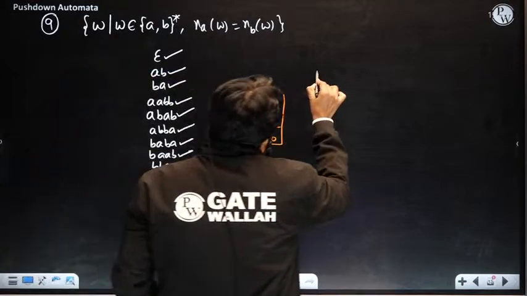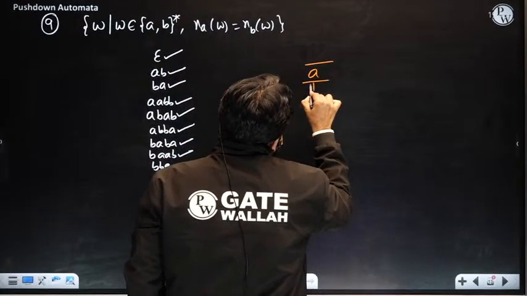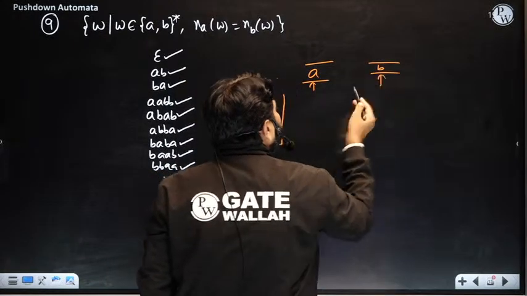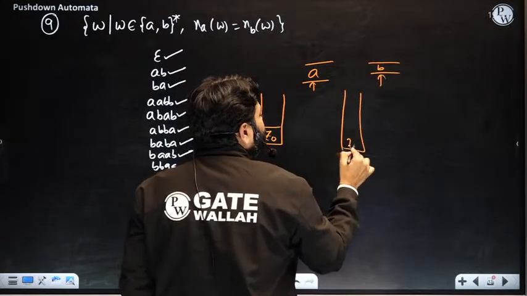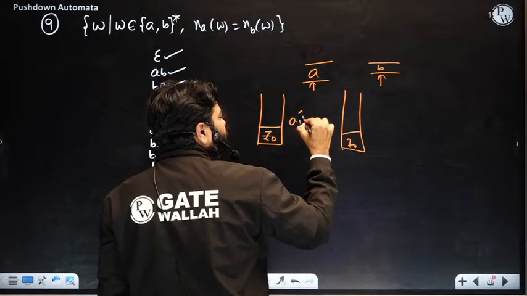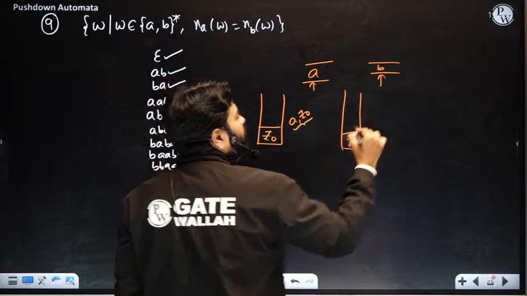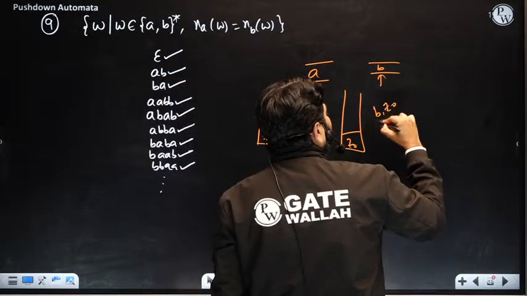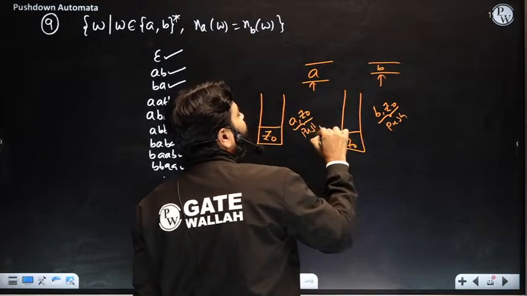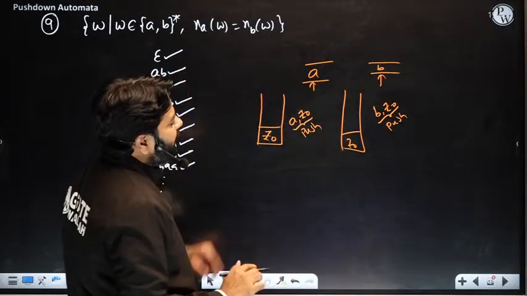So if A comes, push. Even if B comes, push. In both the choices you have to push. When the A comma Z0 combination is coming, you have to push. B comma Z0 combination, you have to push. Why do you have to push? Because nobody is there on the stack. So this is one scenario.